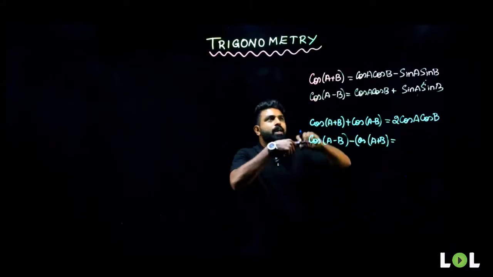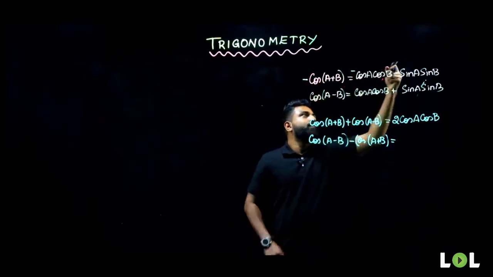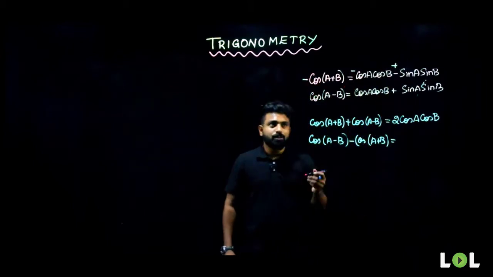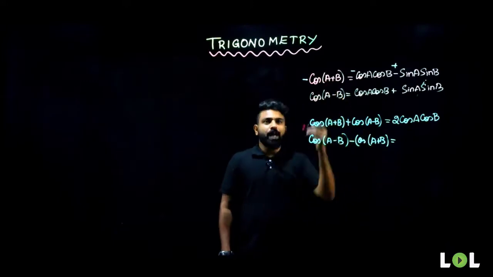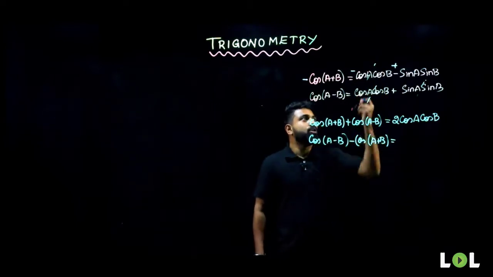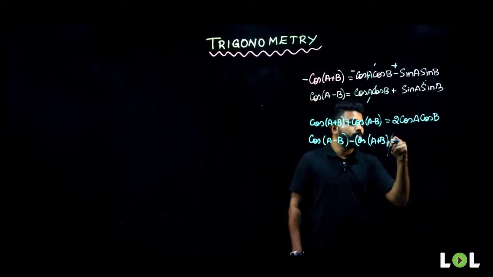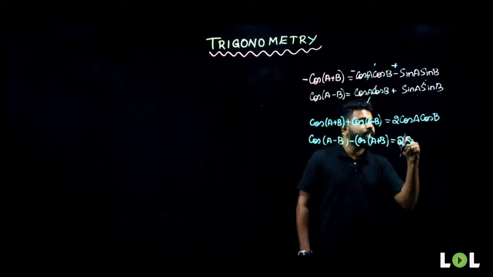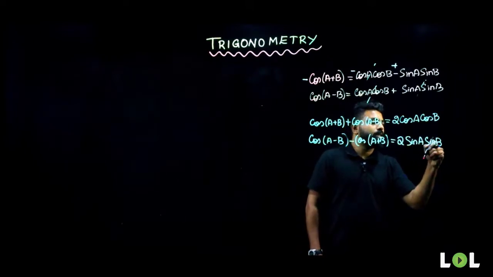So here it will be negative. This will be negative and this will be positive here. So what happens? Cos of a minus b minus cos of a plus b will be equal to negative cos a cos b, and cos a cos b gets cancelled. So what will I be left out with? I'll be left out with 2 into sine of a into sine b.